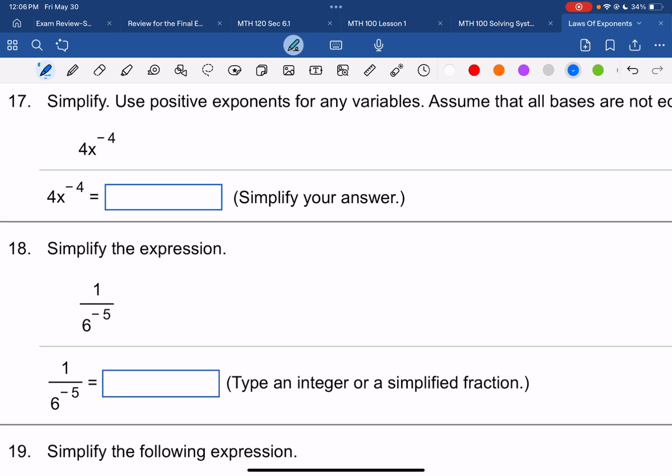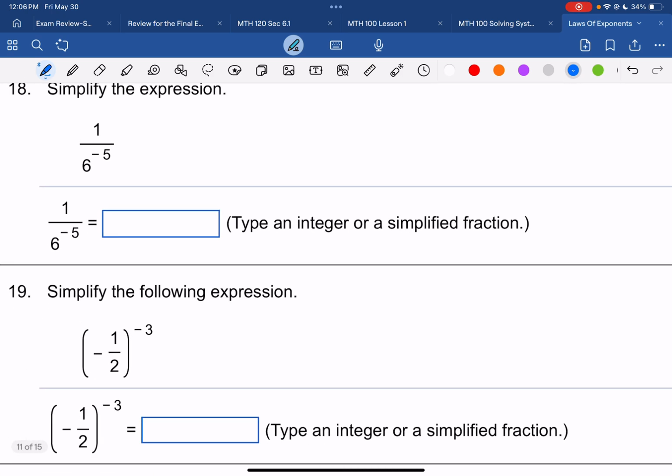Example 17. We have 4 times x to the negative 4. The 4 remains. The x to the 4th will be in the denominator. So x with a positive exponent 4 is in the denominator. Do not over apply your exponent.